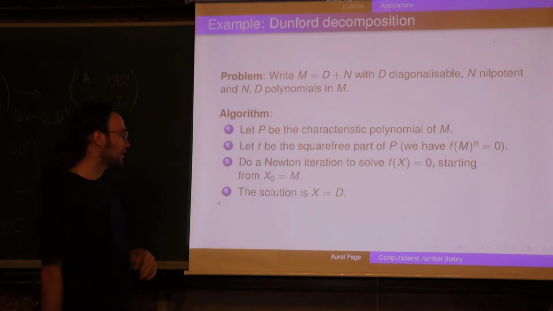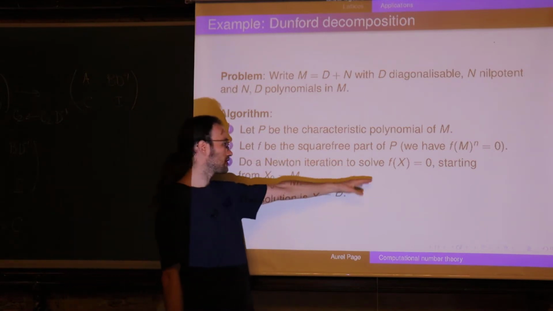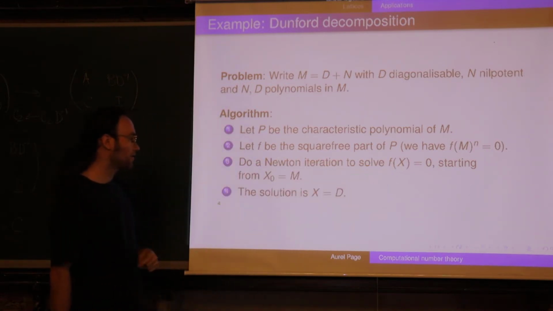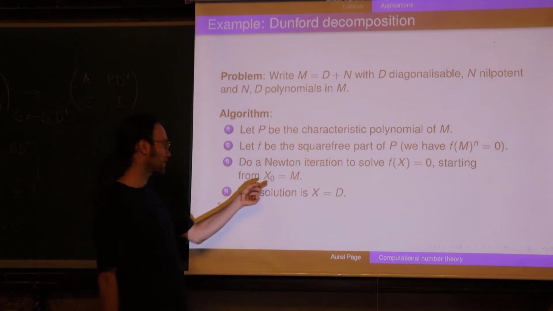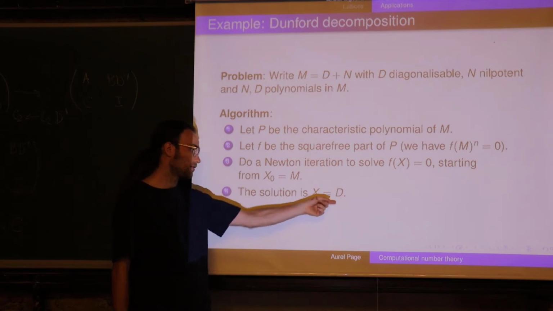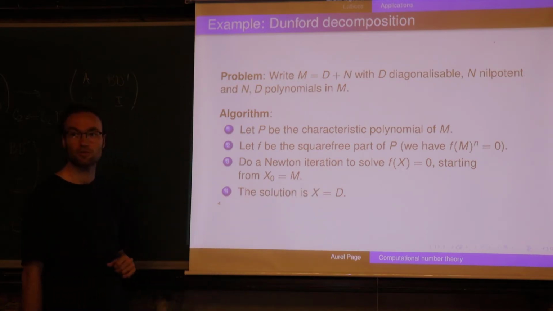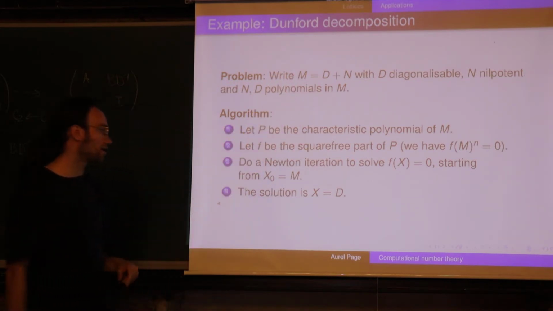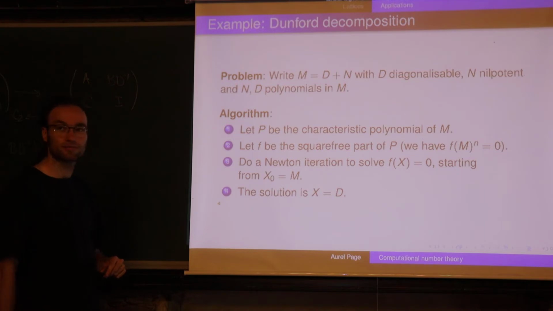d. And if you simply apply the Newton iteration on this equation, starting from m, in very few, in fact, iterations, you end up with the matrix D, which is what you were looking for, with the property that the difference is nilpotent. I mean, you have to analyze this a bit to see that it works.